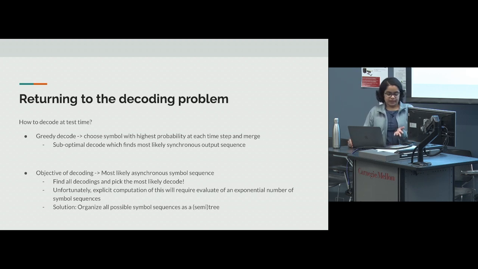But as you guess already, if we did all the explicit computations, it would require us to go through an exponential number of symbol sequences, and it's not practically feasible. So to solve that problem, we have another idea. We organize all possible symbol sequences in a semi-tree.